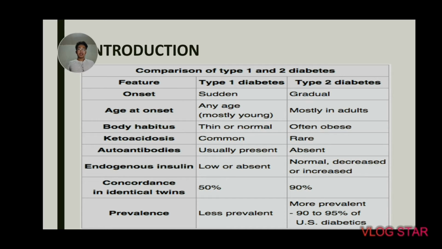And then autoantibodies. Since type 1 diabetes is an autoimmune disease, because the body produces antibodies that will cause beta cell destruction, autoantibodies are usually present, while in type 2 diabetes they are absent. For type 1 diabetes, endogenous insulin is usually low or absent, while for type 2 diabetes it is normal, decreased, or increased. In concordance of identical twins, it's more commonly 50% for type 1, and 90% for type 2. Type 1 is less prevalent, while type 2 is more prevalent, 90 to 95% of US diabetics. This is probably caused by lifestyle, unhealthy diet, not having enough exercise, and so on.